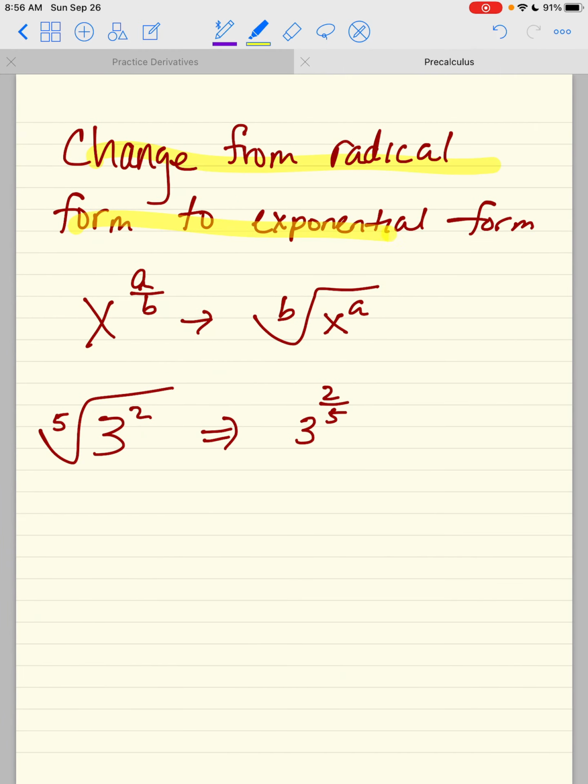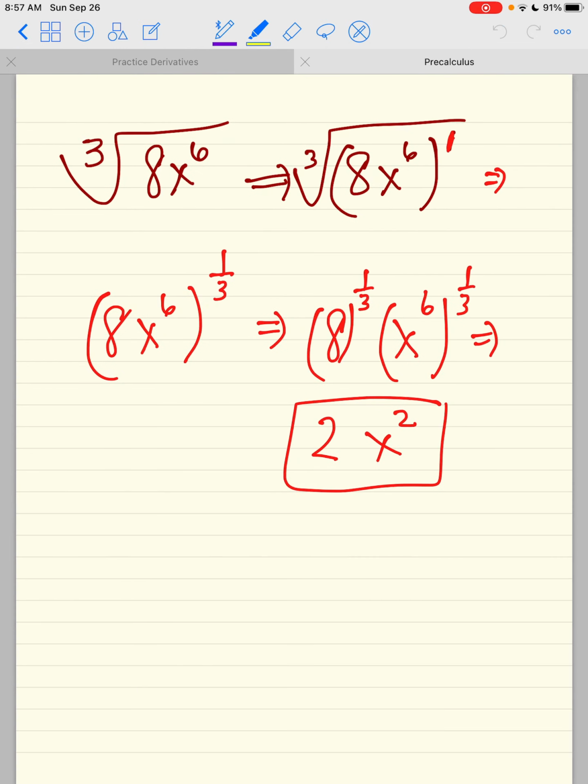How do we change from radical to exponential form? Well, the denominator goes on the outside. The numerator goes on the inside. Denominators outside, numerators inside, and vice versa. The denominator is the person on the outside, therefore the outside person is the denominator. The inside person is the numerator. So that's how we exchange it.